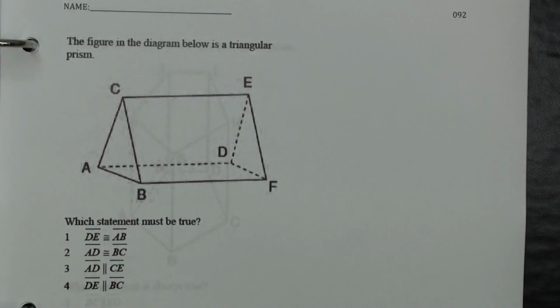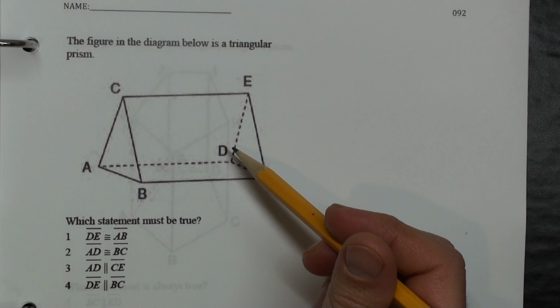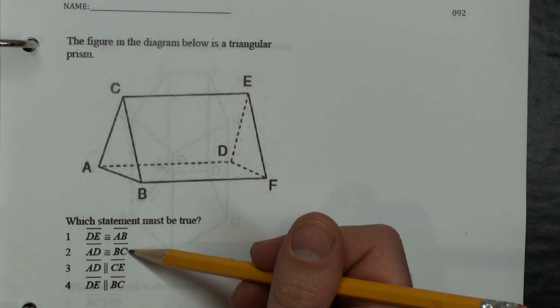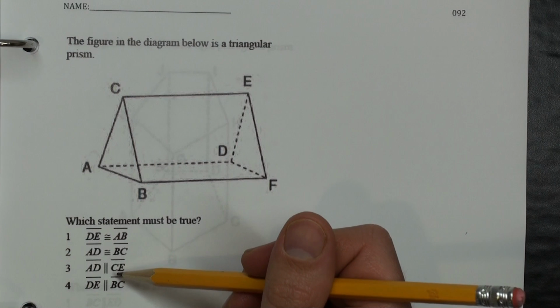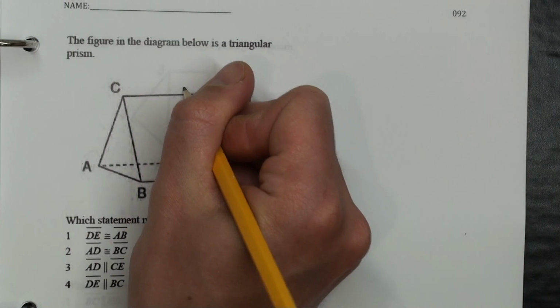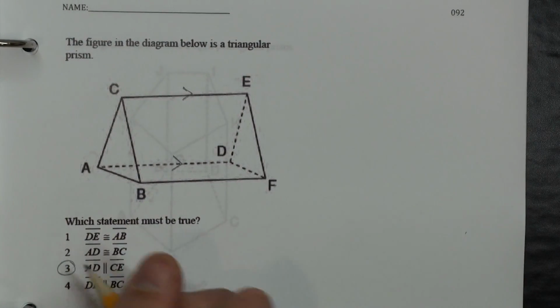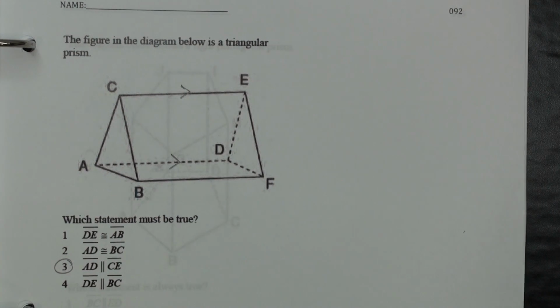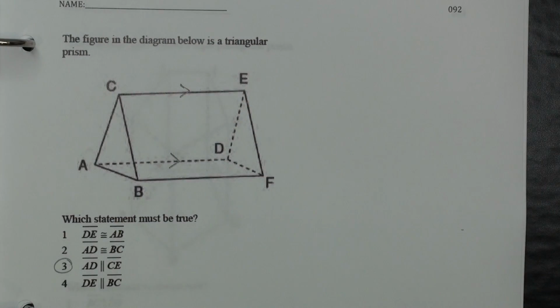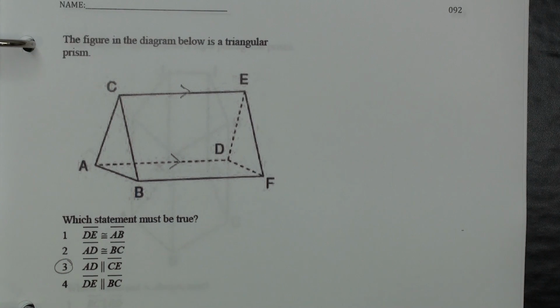Let's see. 92. Now we're getting into prisms. The figure in the diagram below is a triangular prism. Which statement must be true? DE congruent to AB? No. AD congruent to BC? No. AD parallel to CE? Yes, AD and CE will be parallel. Okay? That is on a card. Not sure which one. Let me see.